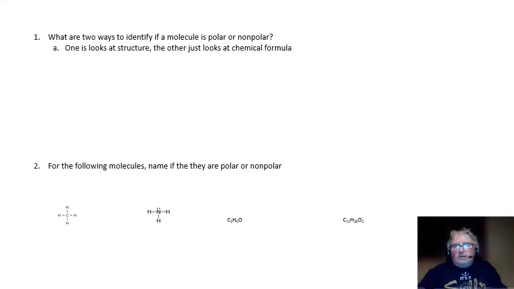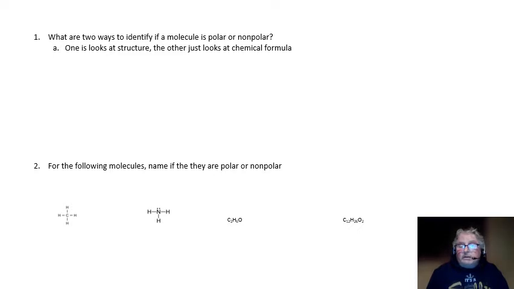All right. So, what you would like to be able to do is look at a molecule's structure or its chemical formula and know if it's polar or nonpolar. And there are fancy ways of doing that, and we're not going to do that. We're just going to come up with a quick and dirty way of figuring out if a molecule is polar or nonpolar. Okay.